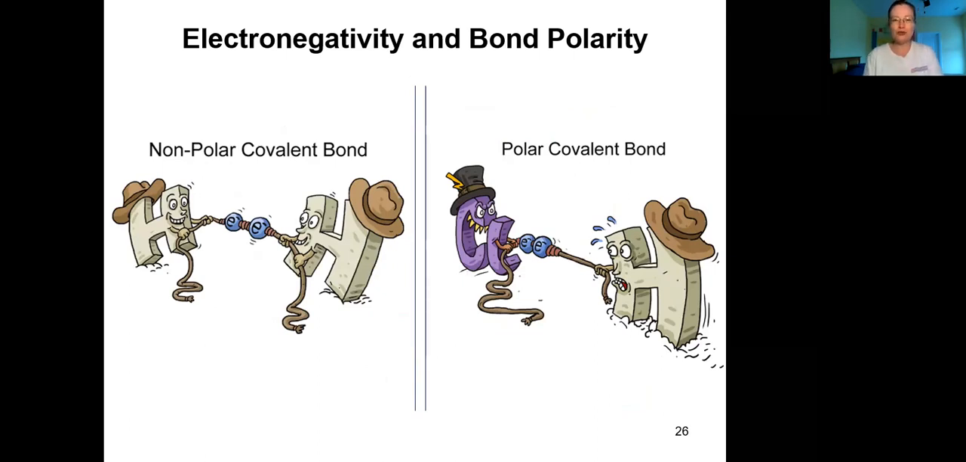What partial charge then will that put on the chlorine atom? Will he be partially positive or partially negative? And what type of charge will we see on the hydrogen? Partially positive or partially negative?